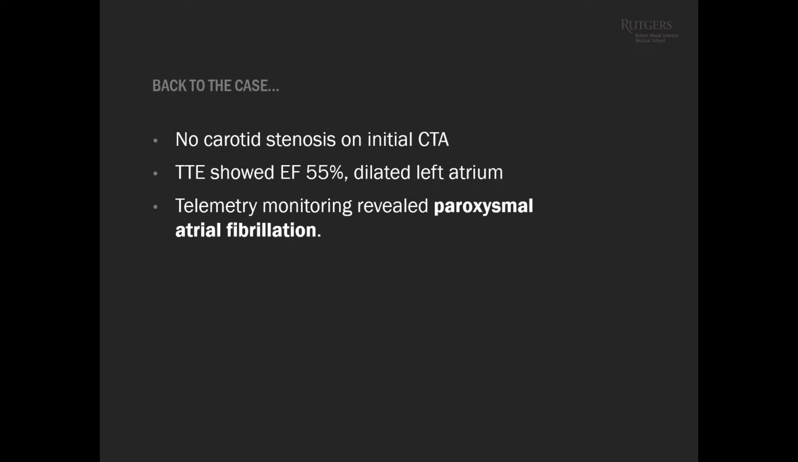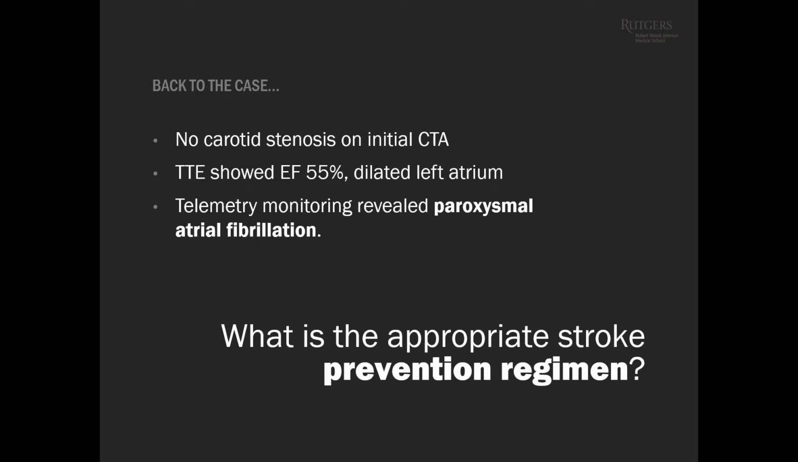Okay, that was a very long detour, but remember, we still have a patient to treat. So back to our case. CTA was done on admission and there was no carotid stenosis. Echo showed normal ejection fraction and mildly dilated left atrium. And telemetry monitoring showed paroxysmal atrial fibrillation. So what's the appropriate stroke prevention regimen?